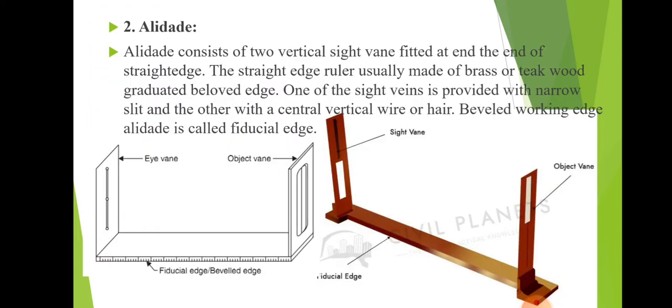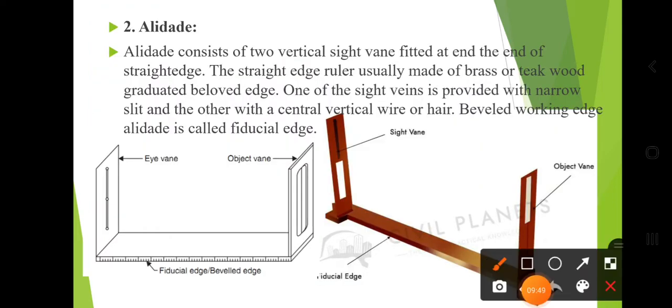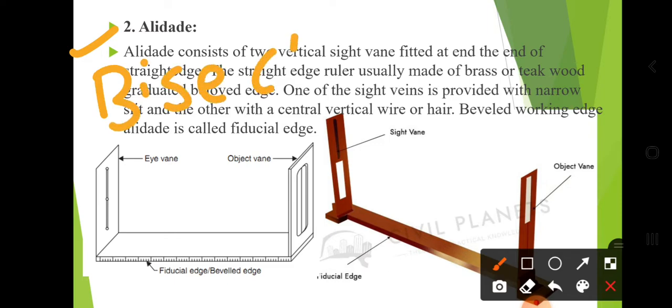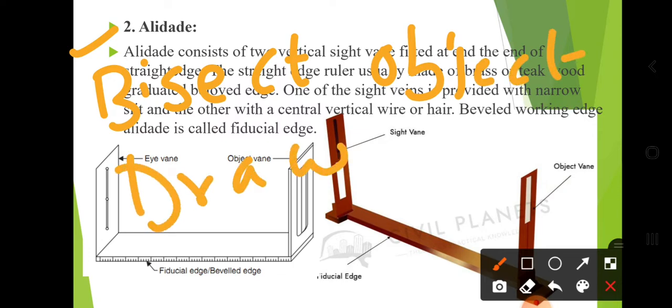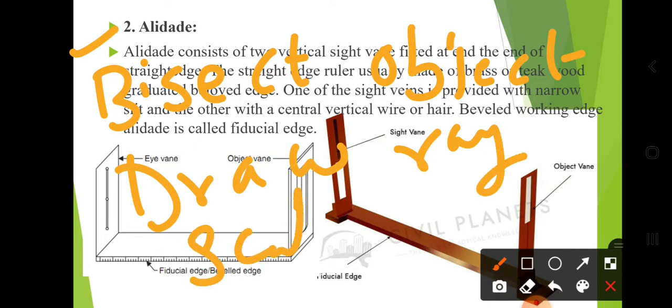Now this one is the alidade. This alidade is used for bisecting the object and drawing a ray. What is the use of the alidade? To bisect the object and to draw a ray. A ray means it is a line; we draw that line by taking the scale.